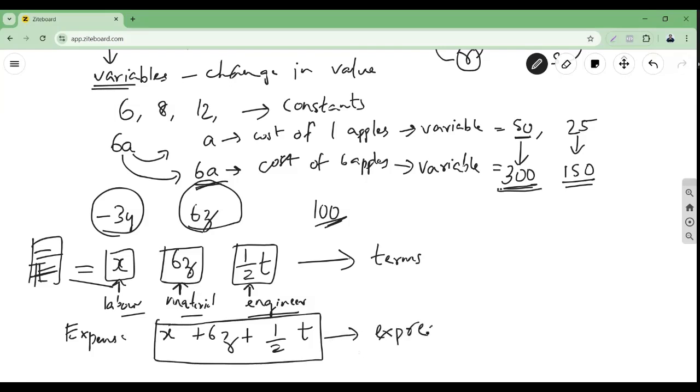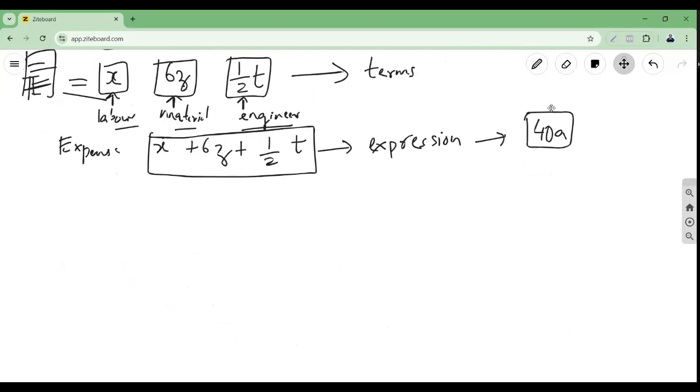That means what? An expression can have just one term also. For example, 40a is a term as well as an expression. Or the expression could be like this also, addition of multiple things. If you ask me, will it always have alphabets only? No, you can have x plus 2. This is also an expression.